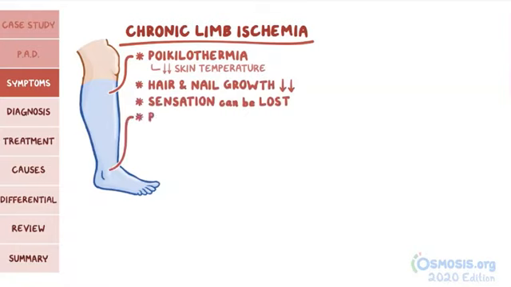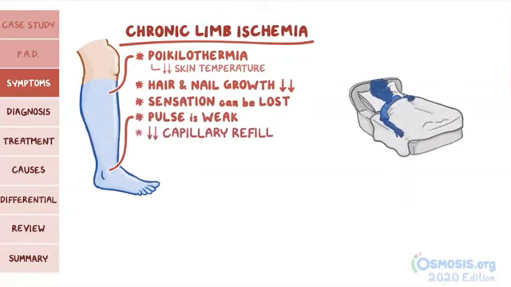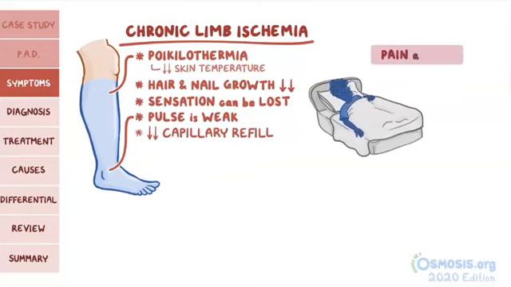On physical exam, the pulse distal to the obstruction is weak, and there's diminished capillary refill in the affected area. As the arterial narrowing worsens, individuals begin to complain of pain at rest. This is classically worse at night when the individual is sleeping and gets better when they stand up or hang their leg off the bed due to the effect of gravity on blood flow.